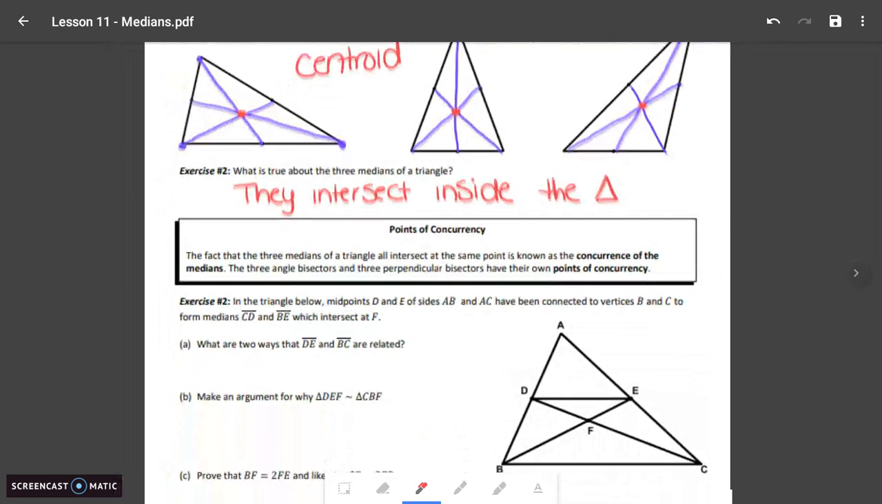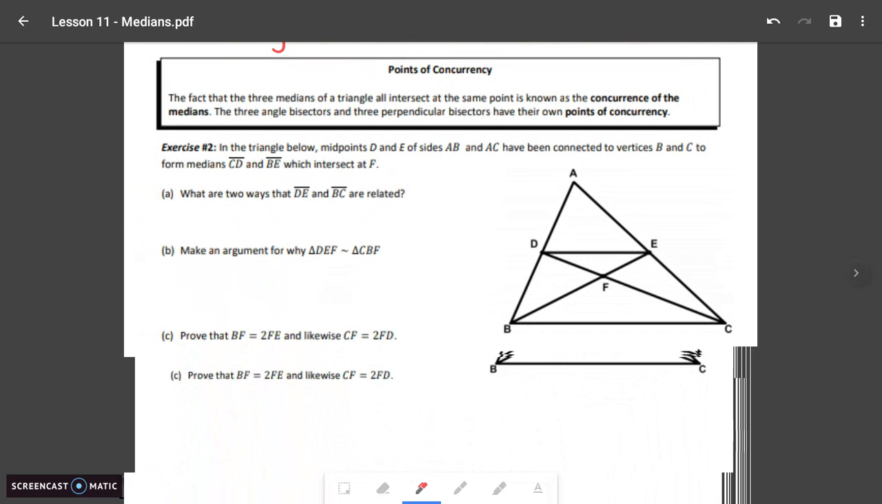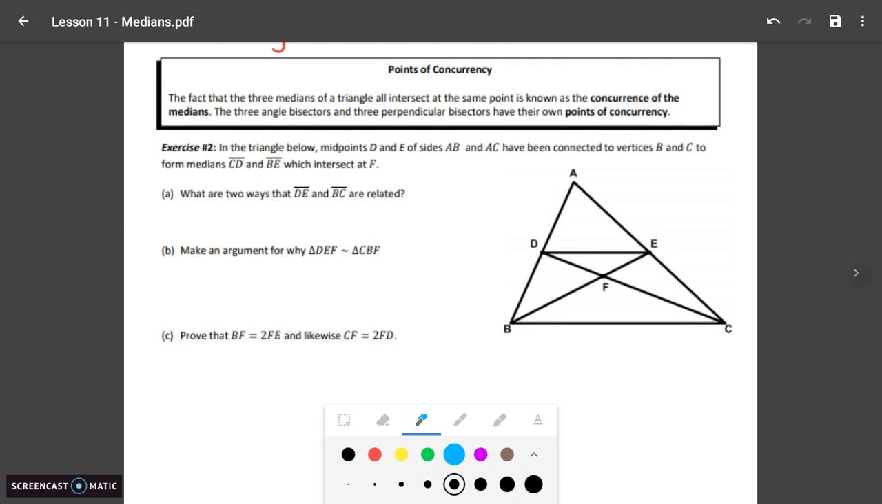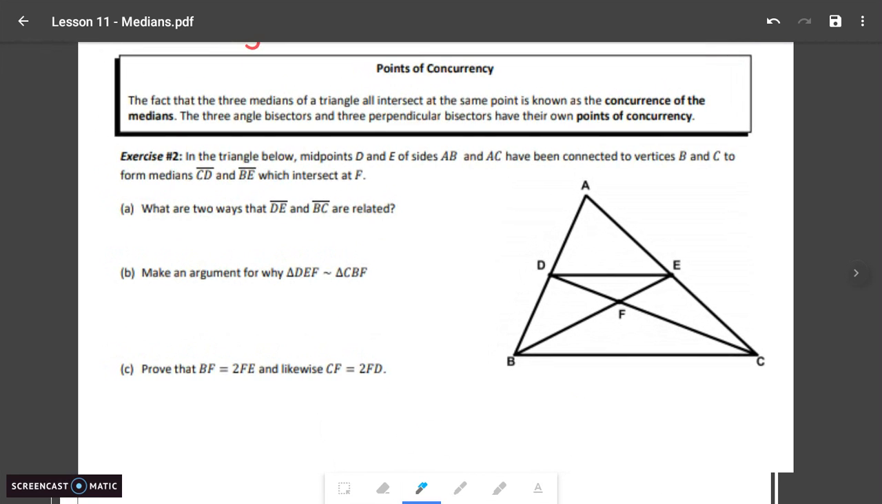So when I look here at exercise 2, in the triangle below, we have the midpoints D and E of sides AB and AC have been connected to the vertices B and C to form those medians. What are two ways that DE and BC are related? So remember, when we have midpoint here, those two pieces are congruent because we know D and E are the midpoints.